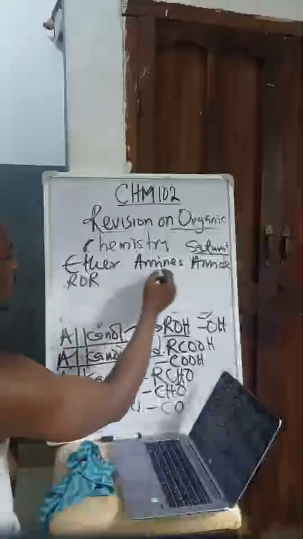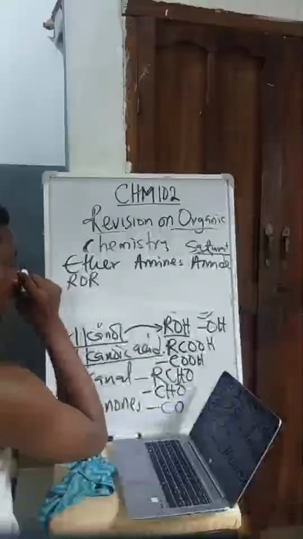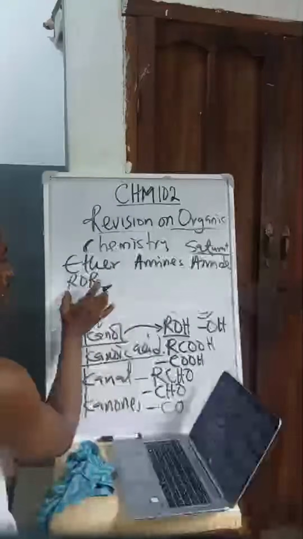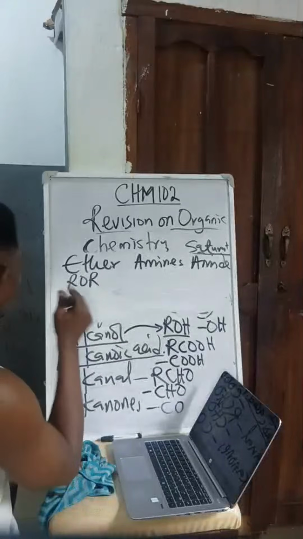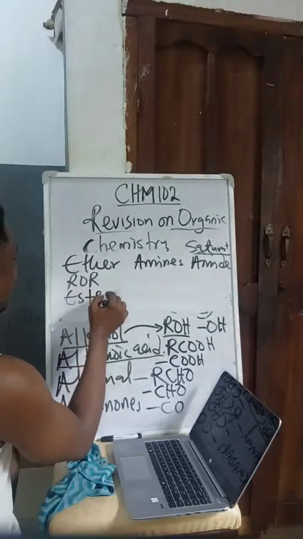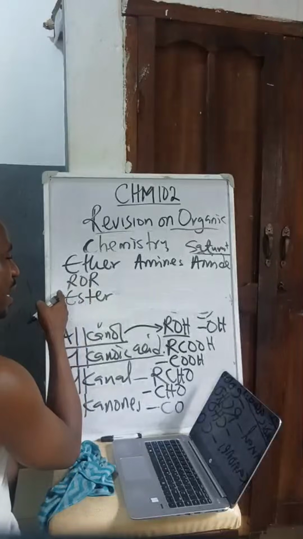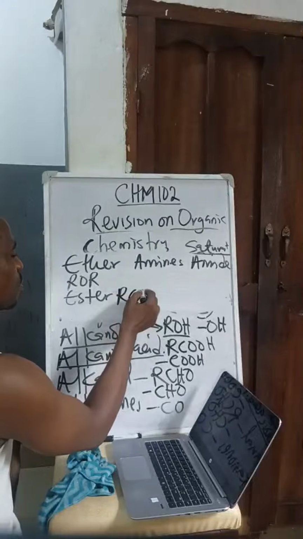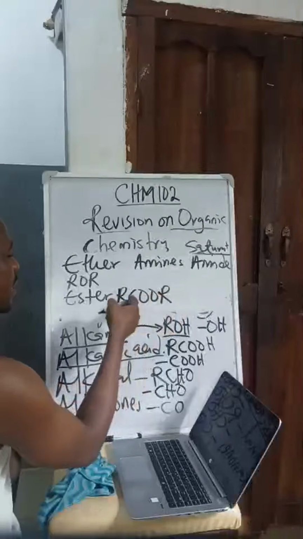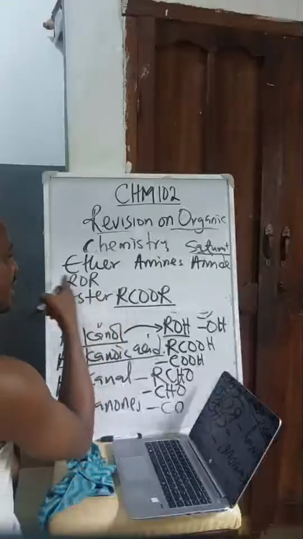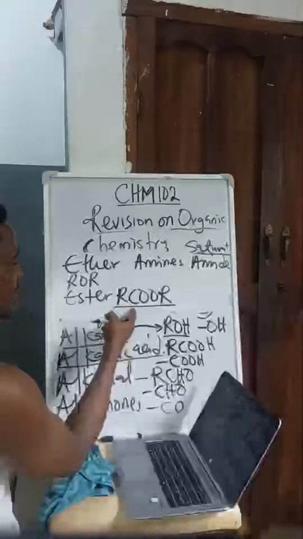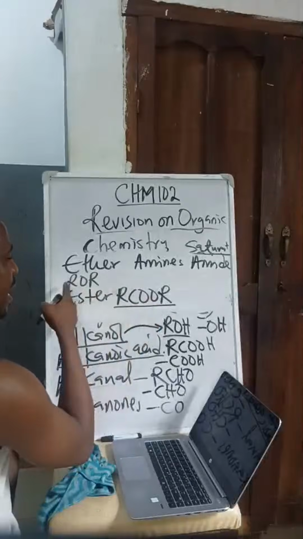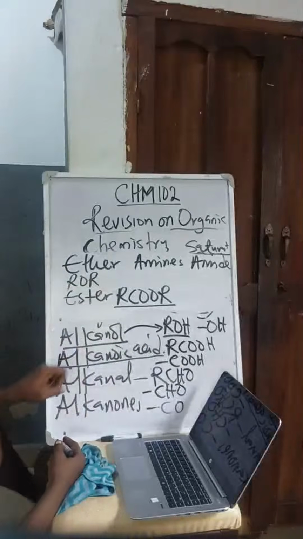Okay, so now this is amine. When you have any compound like this, know that it's ether, not ester. Ester is different from ether. Ester is RCOOR. This is ester. This is ether. Ester is RCOOR. Ether is ROR.